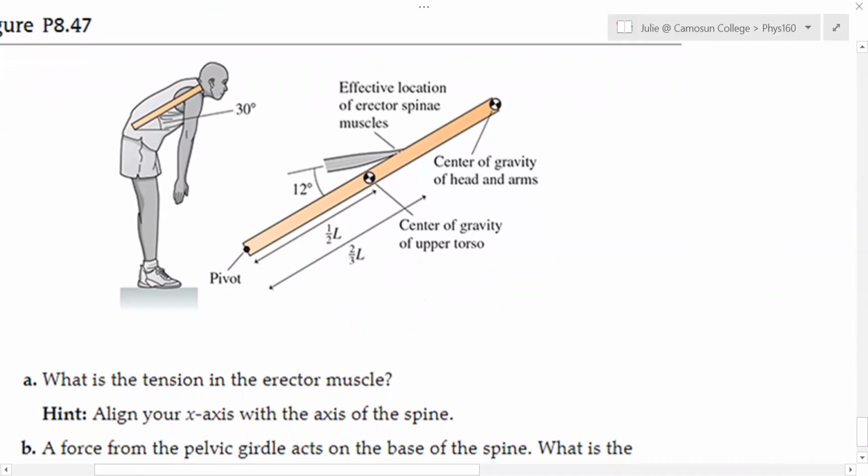Again, we have some different angles here. So this is your hips. That's your hips, and this bar is your back. That's here. And it is at 30 degrees. Here, this is 30 degrees. So you're leaning over, so that's 30 degrees.